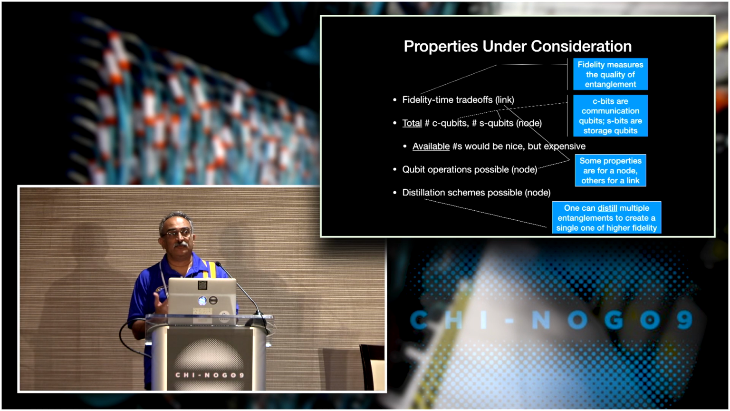What operations are possible on the qubits between the communication qubits and the storage qubits and among storage qubits? And what distillation processes you have to improve the fidelity of an entanglement. So you take two entanglements and create one entanglement from that, and hopefully it's a better entanglement.